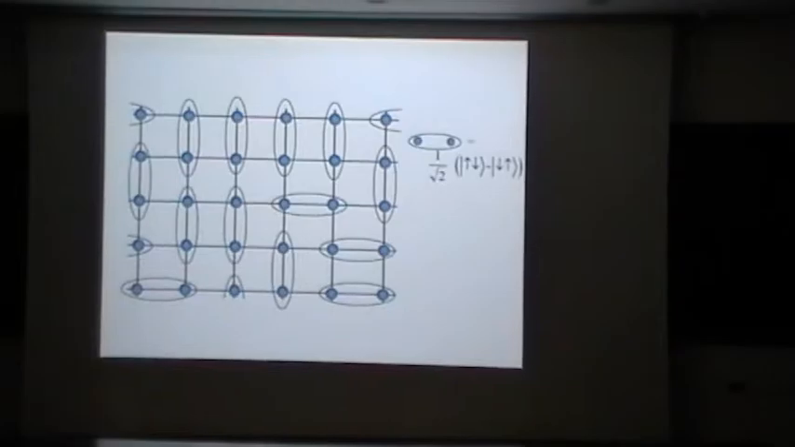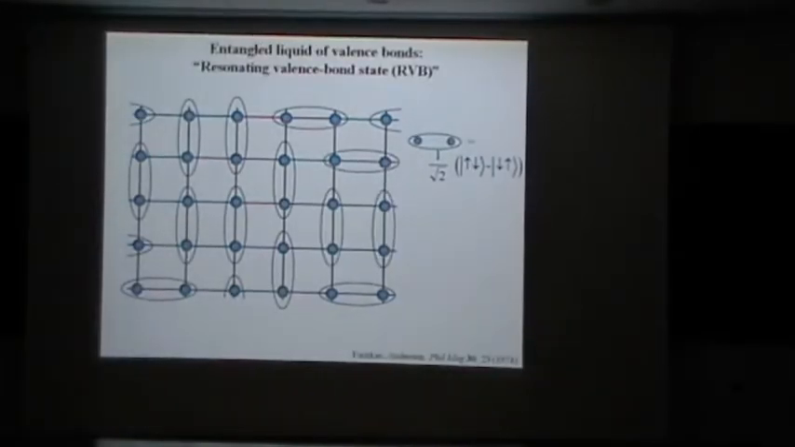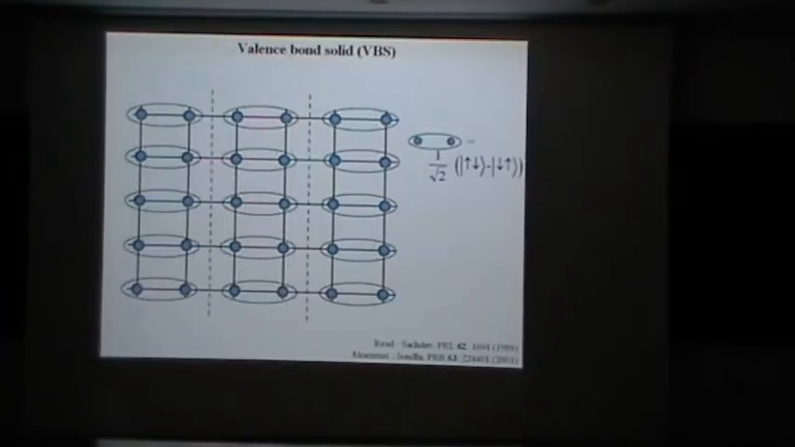I argued that there are essentially two possible phases of these singlets. One is a liquid phase, which is essentially an equal-weight superposition of all possible dimer coverings of this square lattice, and this is what you would call a resonating valence bond liquid. Alternatively, you have a valence bond solid, where the state breaks both rotation and translation symmetry. This would be the dominant configuration in the ground state wave function.